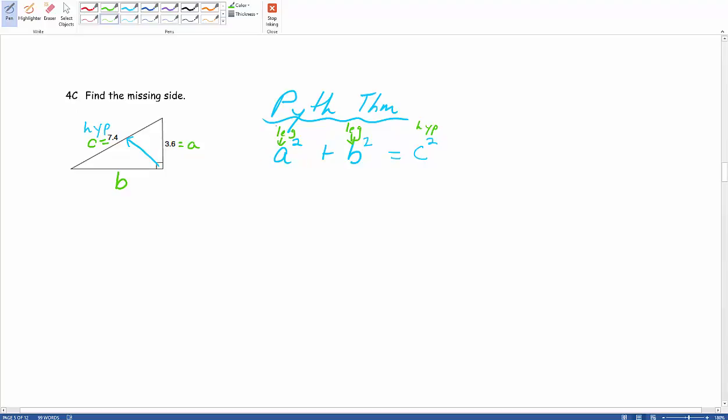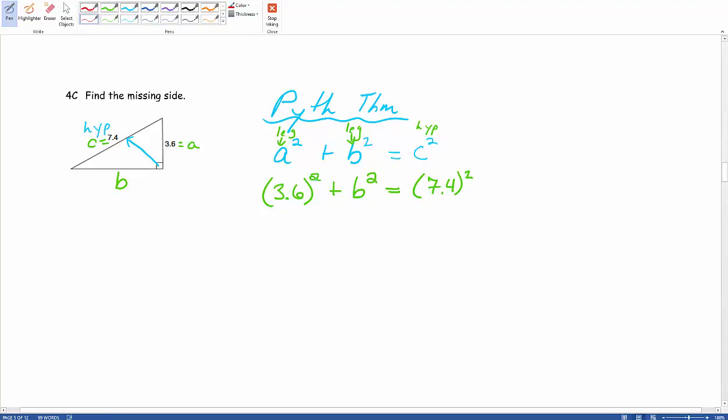So when we go ahead and throw in one of our legs, which is A here, this 3.6, we end up with 3.6 being squared, plus our other leg, which we don't know what it is, but it's being squared, equals our hypotenuse, or our C, that is being squared. So the 7.4, which is our hypotenuse, and that is being squared. From here, we want to go ahead and find out what these decimal values are when we do square them.